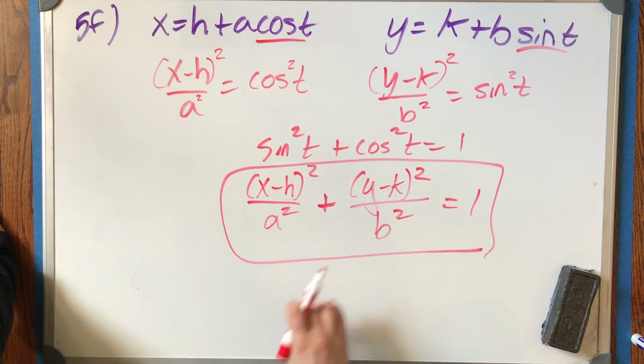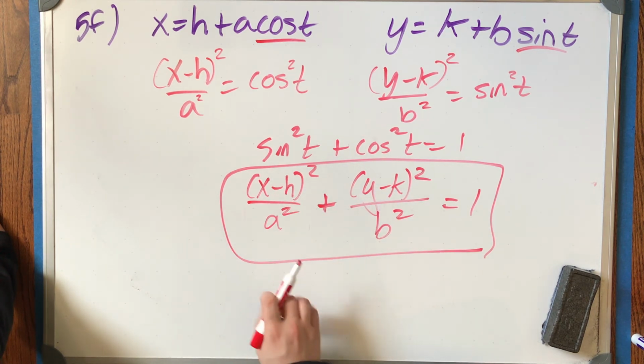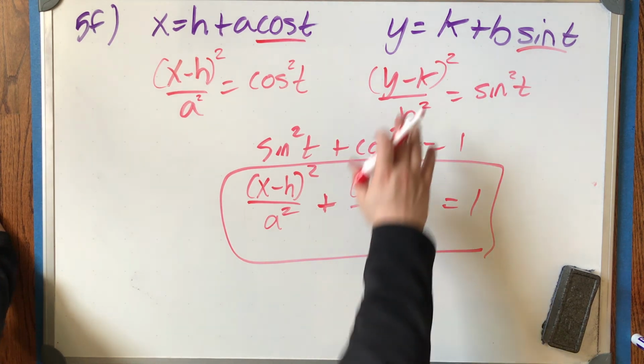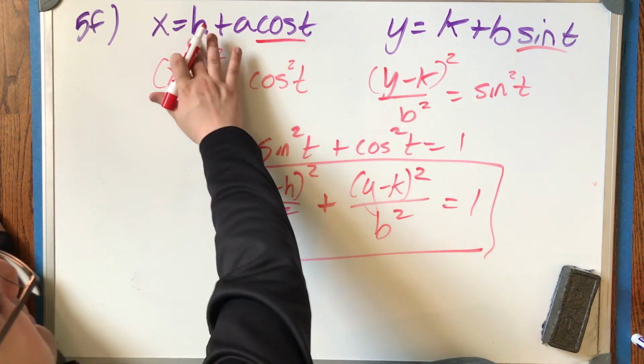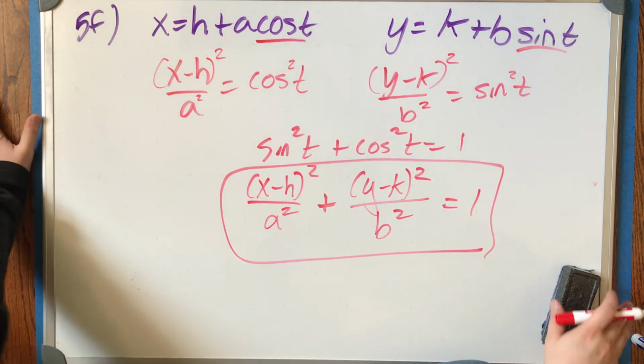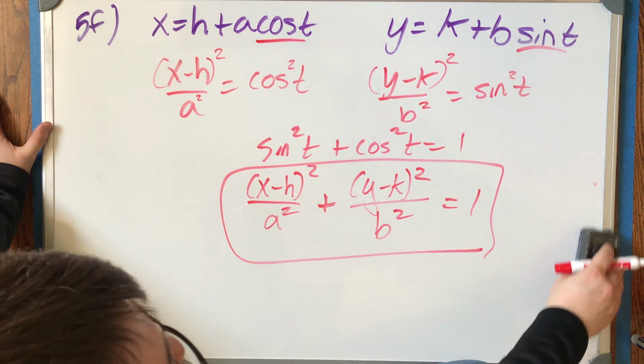We have the center, h k. This is the radius in the x direction of the ellipse, and this is the radius in the y direction of the ellipse. So we have the center points, and we have a radius in either direction. Kind of neat. Looking forward to that circular motion day in a couple days from now.